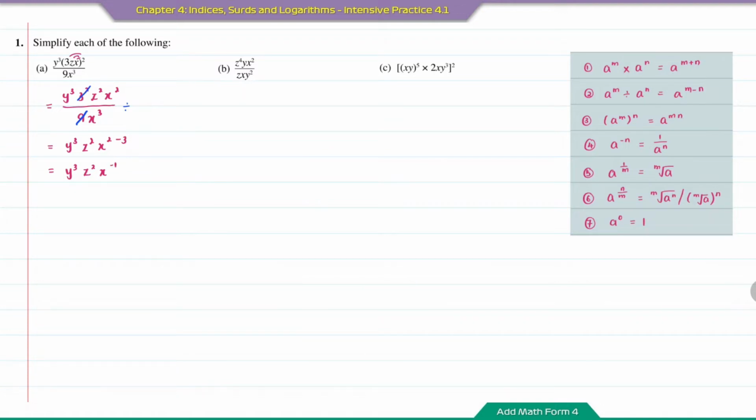Now using the law in number 4, I can write the answer as y cubed times z squared divided by x.